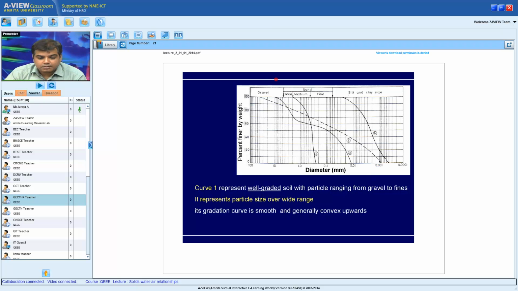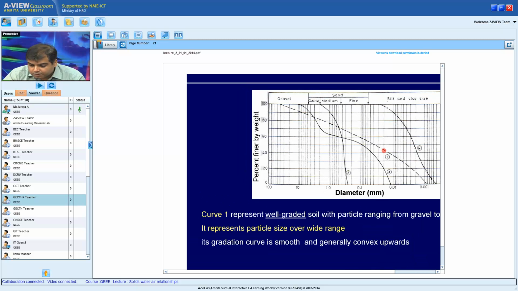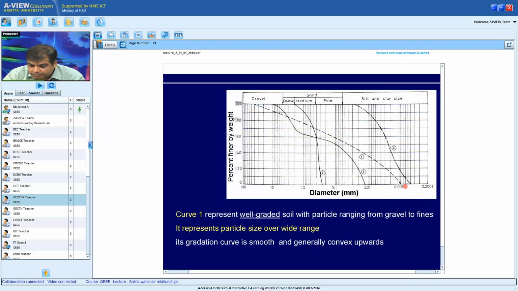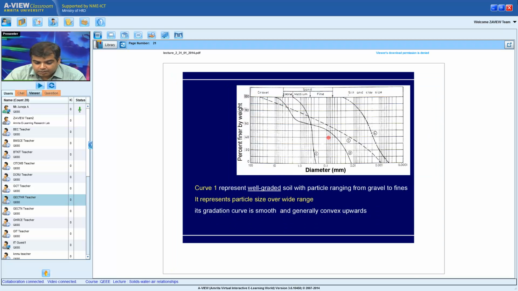This is 1 micron, which is where the clay particles start. Anything less than 2 micron is clay. So that's clay for us. Let's come back to the well graded curve. That's well graded for us.